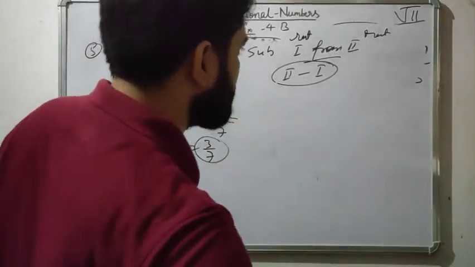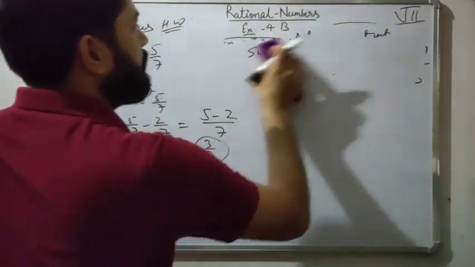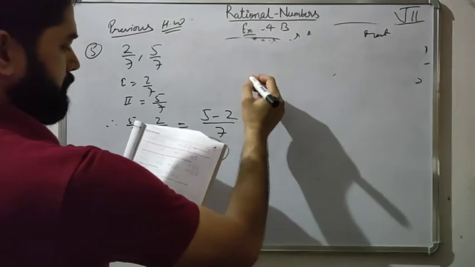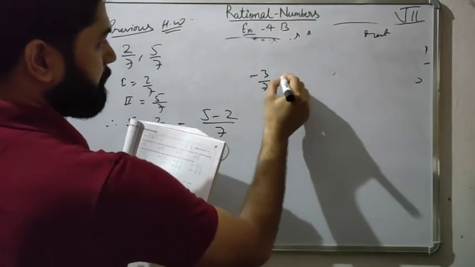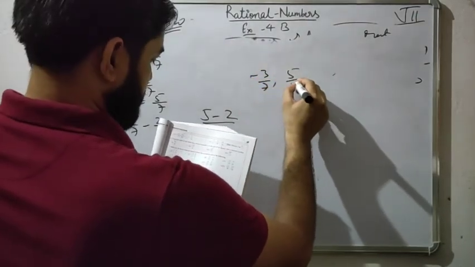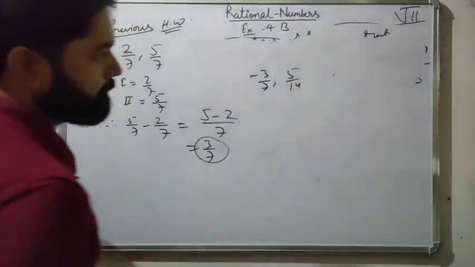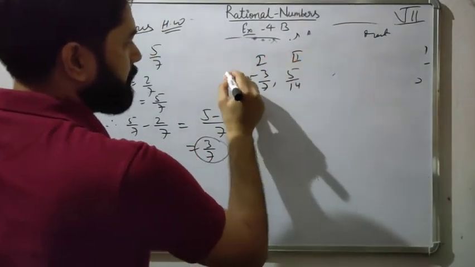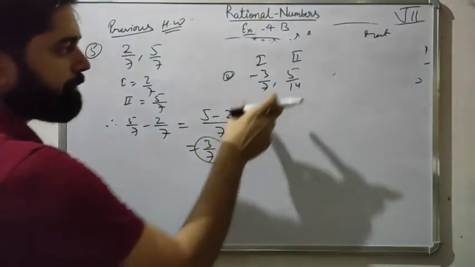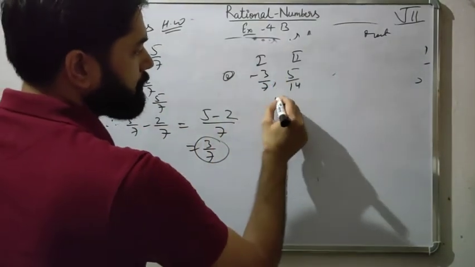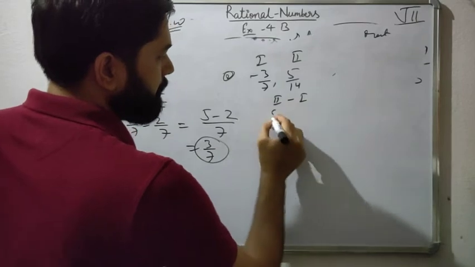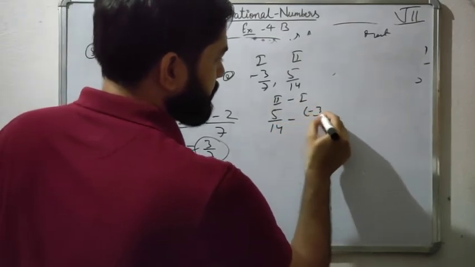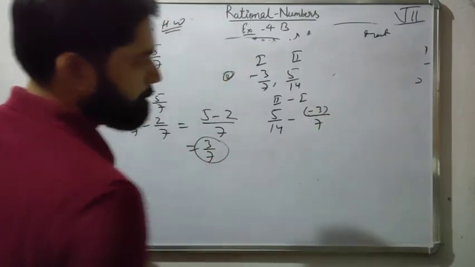Like this question, we take another question, and this is minus 3 upon 7 and 5 upon 14. So this is the first, this is the second. Second minus first means 5 upon 14 minus 3 upon 7.